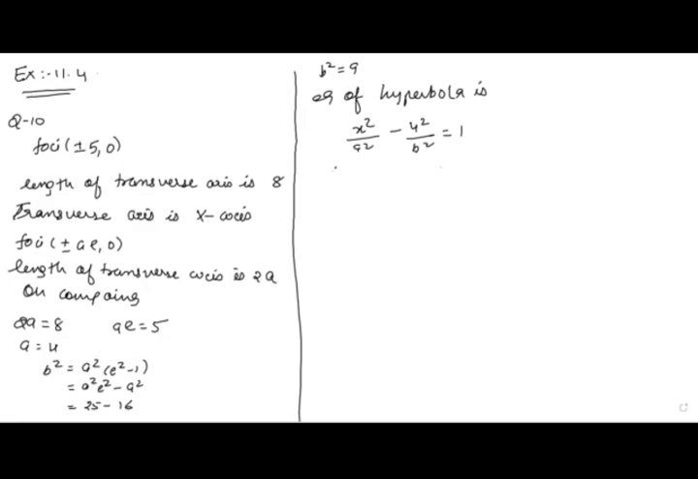Therefore the value of b square will be 25 minus 16, which is 9. Therefore b square is 9. We got the value of a square, we got the value of b square. Therefore the equation of the hyperbola is x square by a square minus y square by b square is equal to 1. Therefore x square by a square is 16 minus y square by b square is 9, equal to 1.